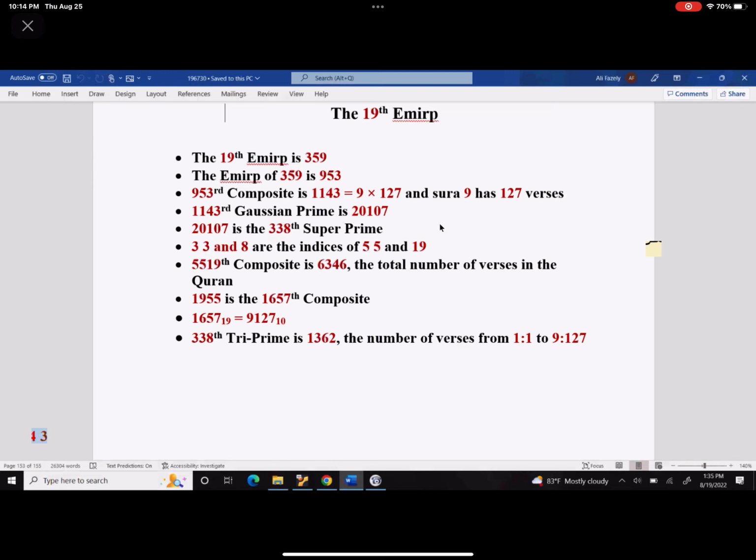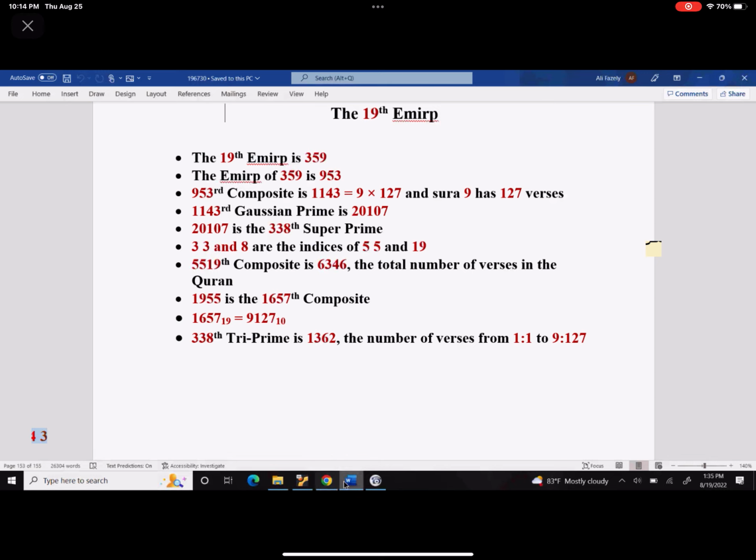Okay? So you can't get away from this. 338 triprime happens to be 1362. And the number of verses from 11 to 9127. That's what 1362 is. It's the number of verses from 11 to 9127. And again, you can check all of these in the Quran that we have online. Okay? Because we have numbered these things. That's how God does things.